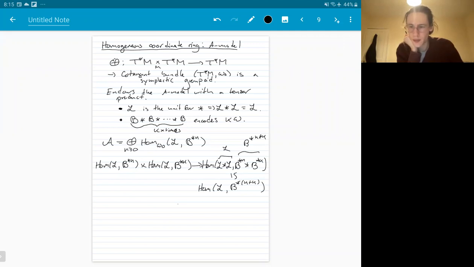Does that make sense? Okay, so that's how you can view the homogeneous coordinate ring from this perspective.